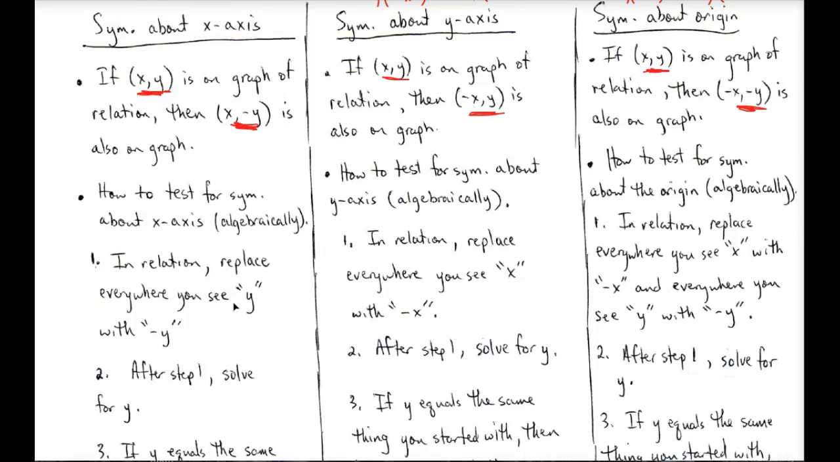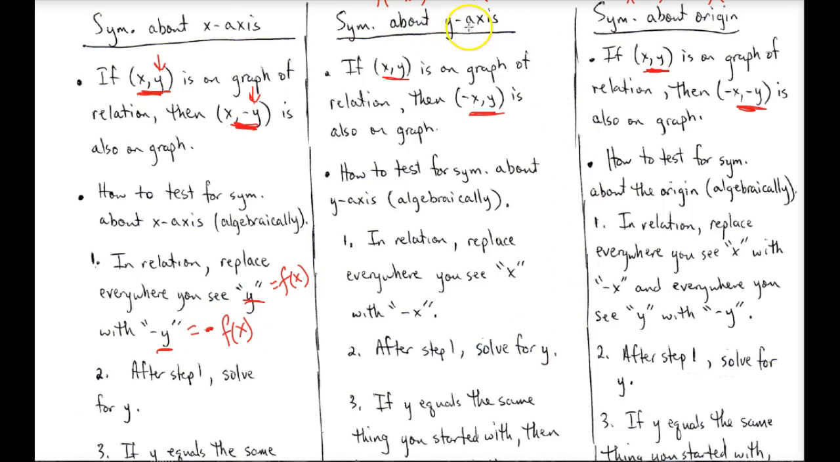Now, whenever we have symmetry about the x-axis, notice that we want to replace everywhere we see y with a negative y. The reason for that is that for a given x value, if a particular relation is symmetric about the x-axis, it's going to have a corresponding y and a negative y. So that's why, when we do this algebraically, everywhere we see y, or if I put f of x, we would want to replace this with a negative y, or put another way, a negative f of x.